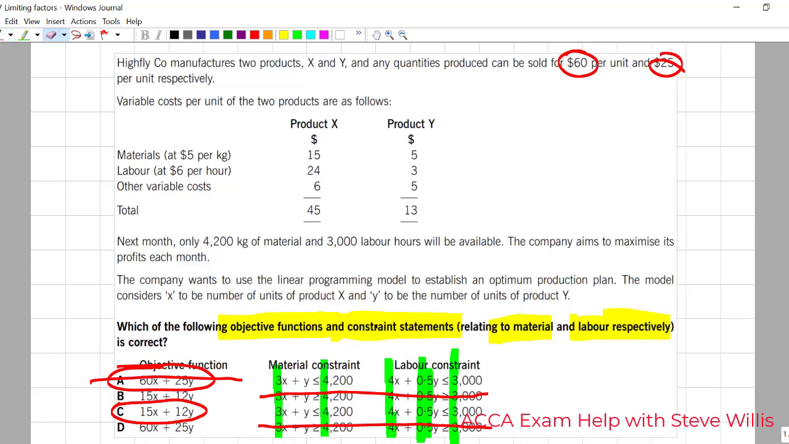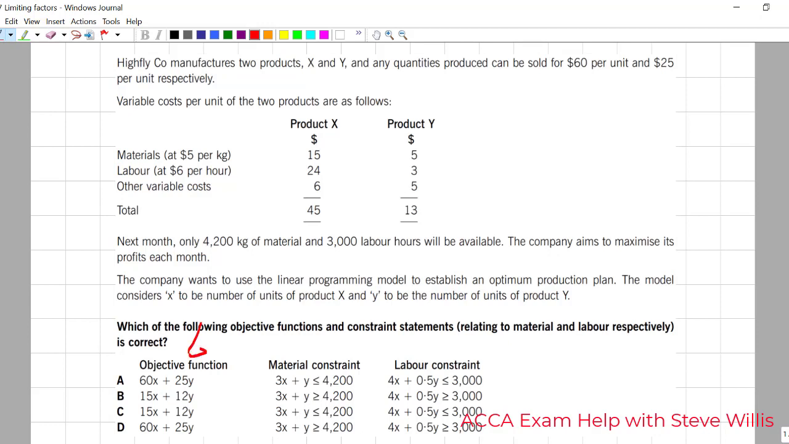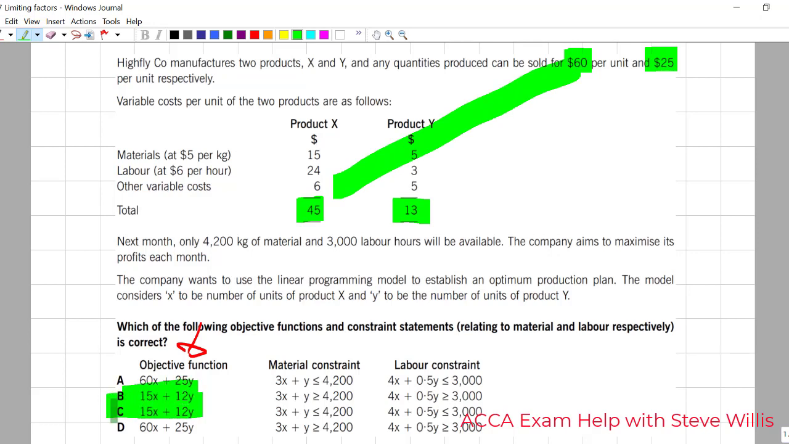Now, let me take you through this in a bit more detail, if you'd like a little bit more background here. Okay, so we need to find contribution per unit for the objective functions. Can we do that? Sure, we can. We've got selling prices. We've got variable costs. Got to make sure there's no fixed overheads in there, and there aren't. Okay, so 60 minus 45, that's the 15. Okay, 25 minus 13, that's the 12. Okay, so we can get the objective function fine.